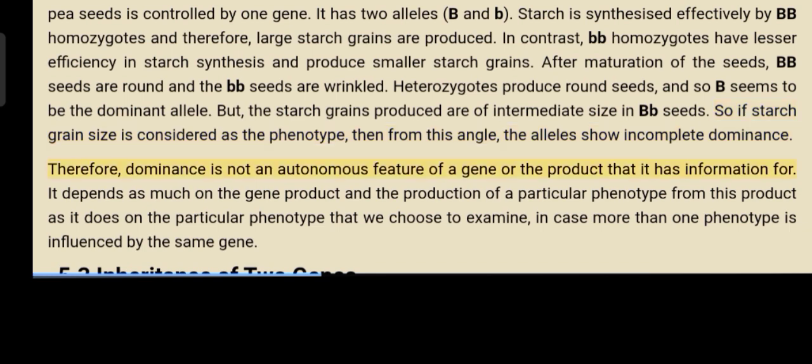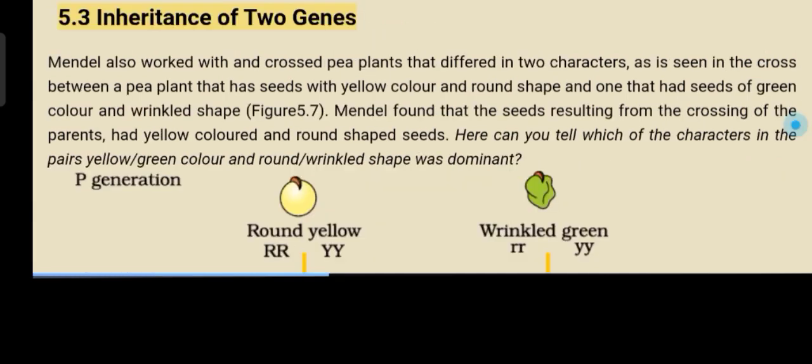Therefore, dominance is not an autonomous feature of a gene or the product that it has information for. It depends as much on the gene product and the production of a particular phenotype from this product as it does on the particular phenotype that we choose to examine, in case more than one phenotype is influenced by the same gene. 5.3 Inheritance of 2 genes.